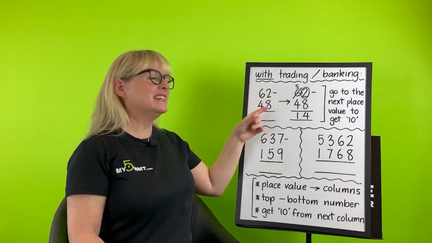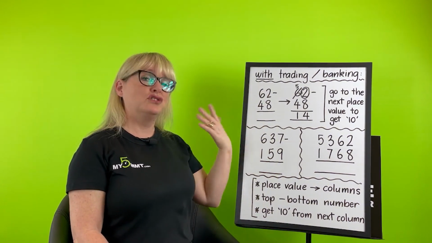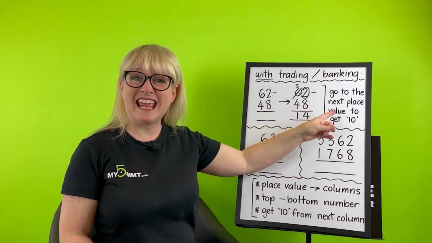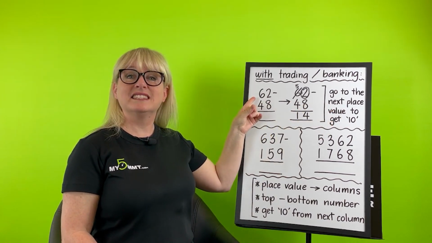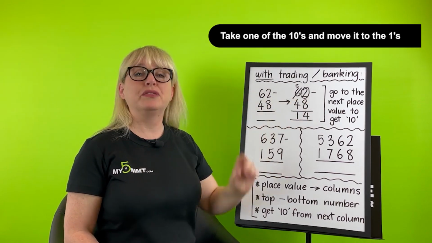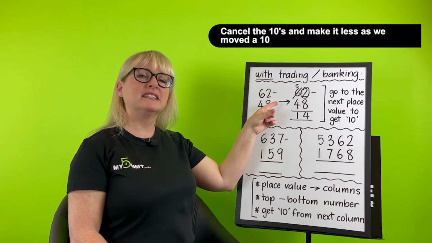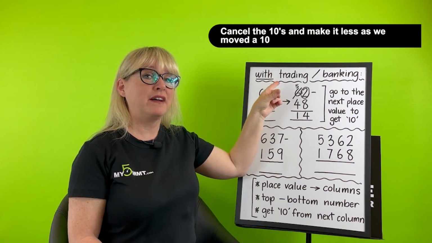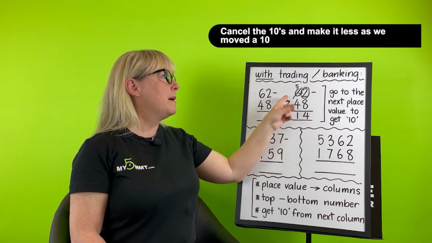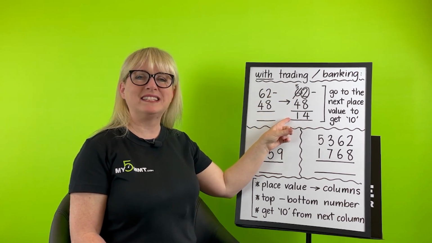2 take away 8, I actually can't do that because 2 is not big enough. So I need to do something. I need to go to the next place value and get a 10. Well, that's the 6 tens. I need to take one of those tens and put it with the 2. 10 and 2 makes 12. But I need to cancel that 6 tens out and say there's only 5 tens left. Now I can do 12 take away 8 is 4, and then I get to my tens, I say 5 tens take away 4 tens is 1 ten.